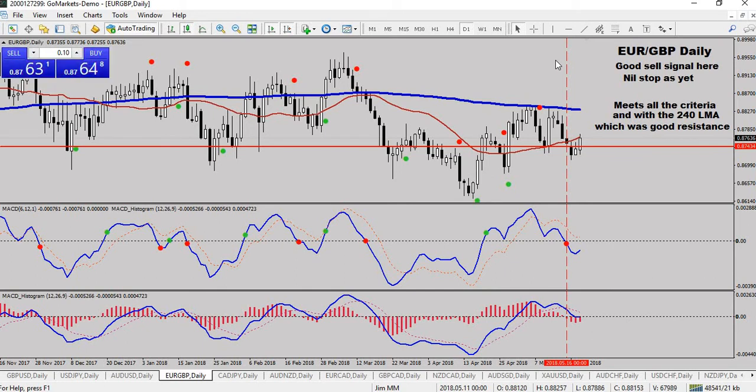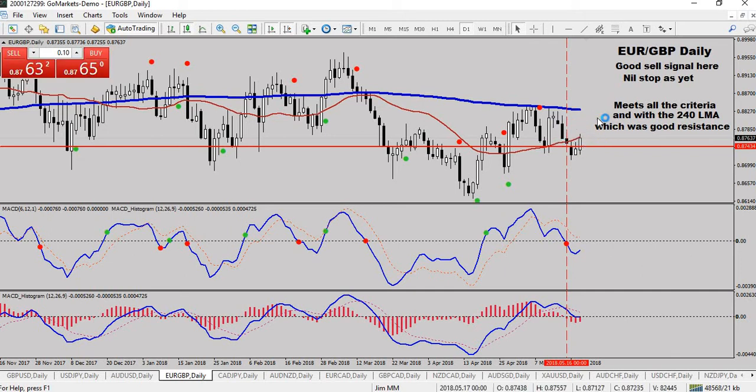Here's one I called a few days ago. It met all the criteria. It was a sell trade on the Euro GBP, Great British Pound Euro. Hasn't gone well, but see, the fast MACD is still below the zero level. So while that's below the zero level, I'm not looking at getting out. Now this could take off and I'll be in a world of pain.